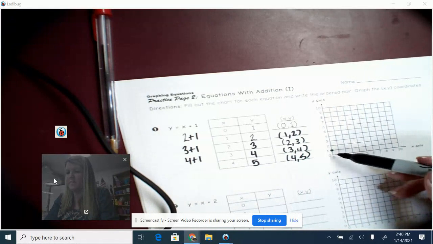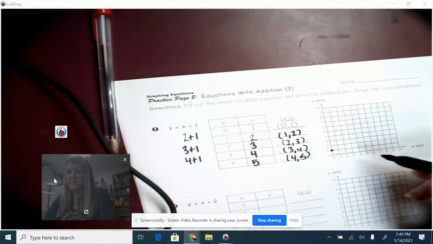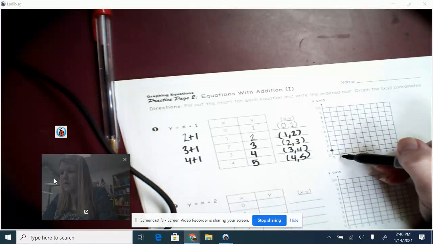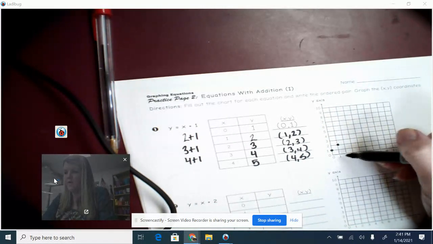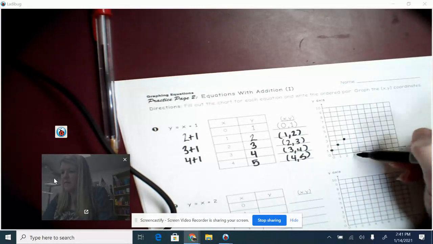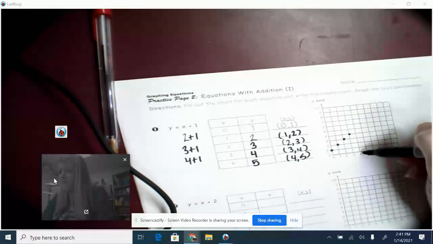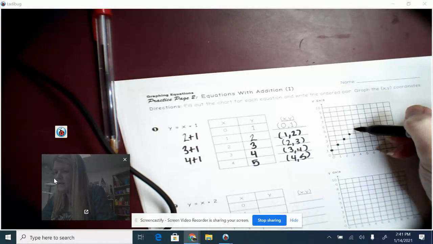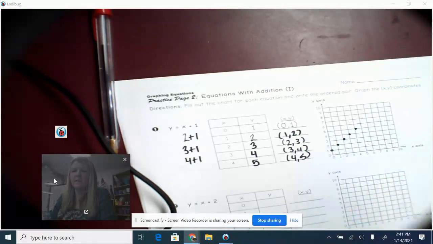And so now I'm going to plot these points. And they've already done (0, 1). So they went over 0 and up to 1. Remember, we always go over and then up. So (1, 2), we go over 1, up to 2. And then we go over 2, up 3. Then over 3, and up 4. And then over 4, and up 5. So you can tell if we connected these points, we would have an upward trend.